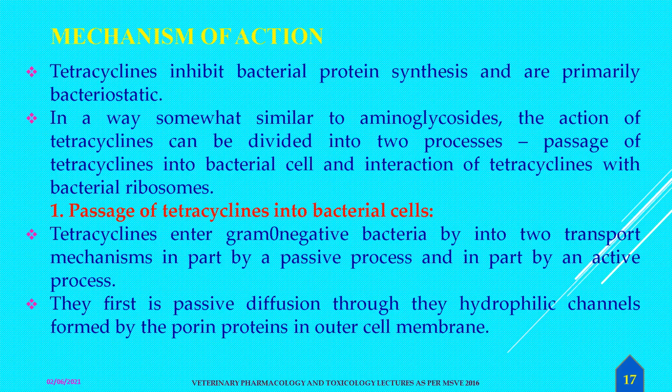Like the aminoglycosides, the action of tetracyclines can be divided into two processes. Number one is the passage of tetracyclines into the bacterial cell, then the interaction of the tetracyclines with the bacterial ribosomes. So two steps are there. First the drug needs to get entry inside the bacterial cell, across the cell wall or the cell membrane. Then it needs to inhibit the ribosomes of the bacteria. That's the 50S and 30S classification. So coming to the first one, that is the passage of tetracyclines into the bacterial cells.